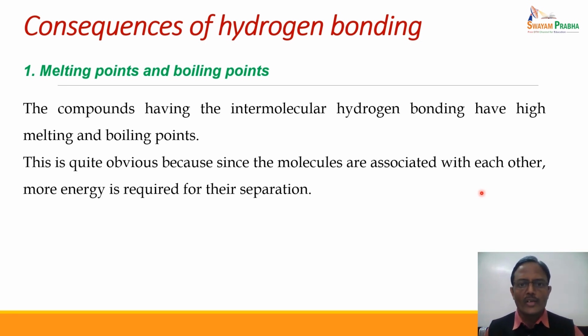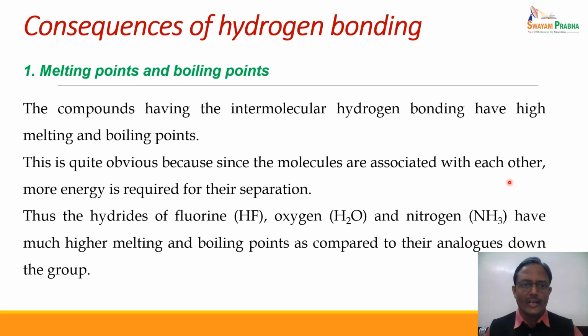This is quite obvious because, since the molecules are associated with each other, more energy is required for their separation, and hence the hydrides of fluorine, oxygen, nitrogen, etc. have higher melting and boiling points as compared to their analogues of their own group. We will see diagrammatically what is the effect of this hydrogen bonding on various molecules.